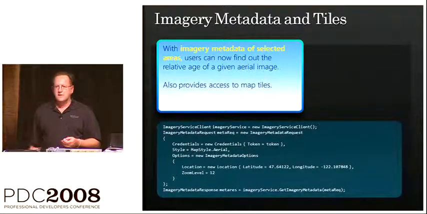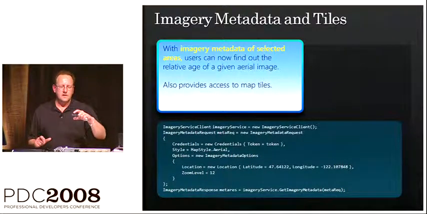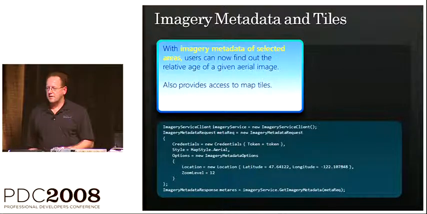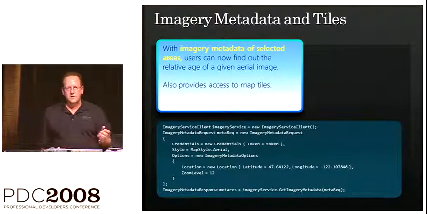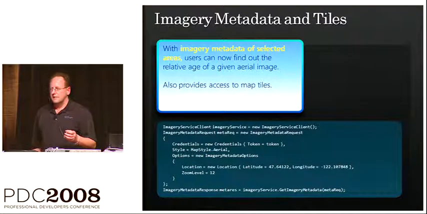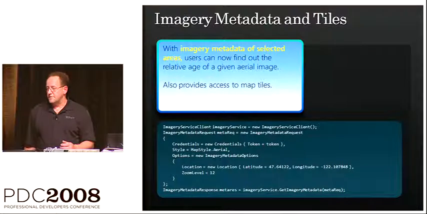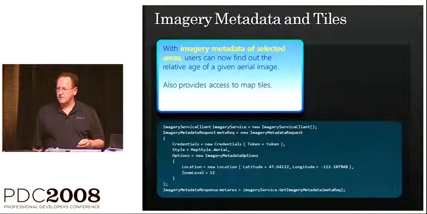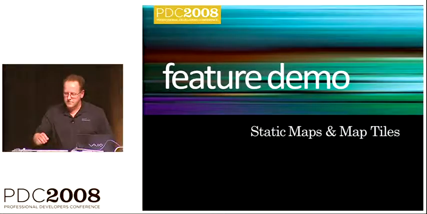Secondly, within the imagery service are our imagery metadata and tiles. Unlike static image maps, tiles are standardized 256 by 256 pixel JPEG files, and accessing them is roughly the same. You create a new imagery metadata request object, and then pass in your latitude, longitude and zoom level, as well as the map style, and then we'll return that back to you. Of course, you can also get your imagery metadata on that. So instead of talking about it, let's just show you.